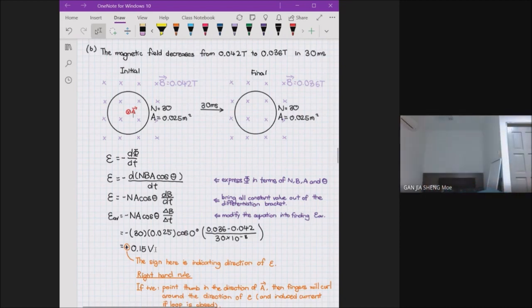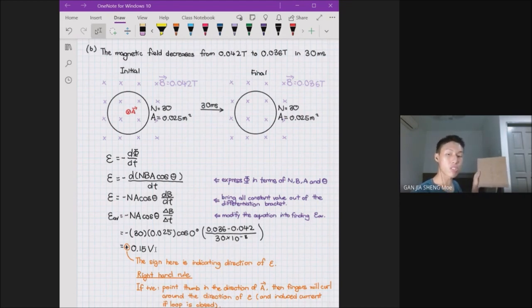That means that if you use your hand to determine the direction of the magnetic field and the direction of the induced EMF, the area vector is pointing into the page, so our thumb is also pointing into the page. So if you curl your fingers around, the curling will be in clockwise direction.